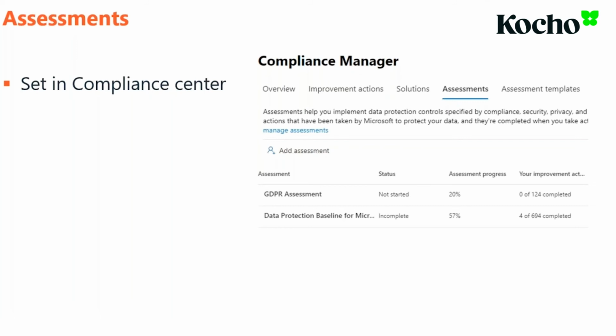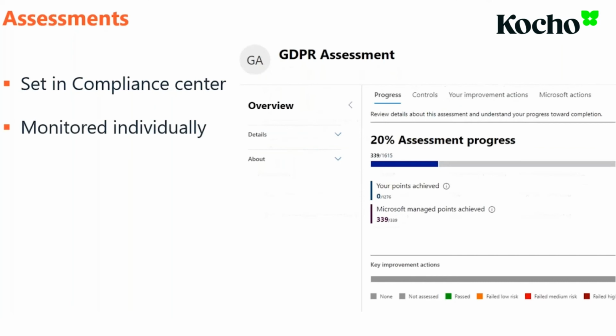on data protection baseline for the whole of the Microsoft 365 environment. We can create these assessments and monitor each of them individually. So here's the detail behind that GDPR assessment. We can see that it's 20% through. It has assigned a fair number of points, which is in effect achievements against the policy. And we can also see potentially where things are failing because of medium risk or high risk.